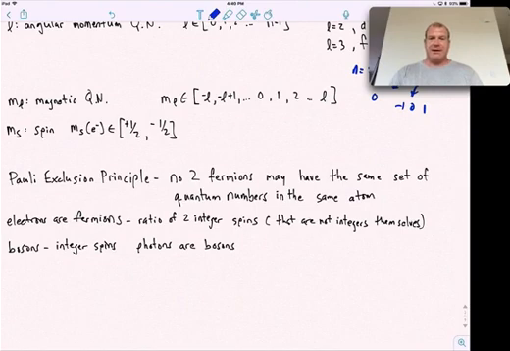Fermions, on the other hand, cannot. So if you put two electrons in the same atom, one has to have a different set of quantum numbers than the other. And then the structure builds up, and that is where we get structure with matter. So matter has structure because of the Pauli exclusion principle.